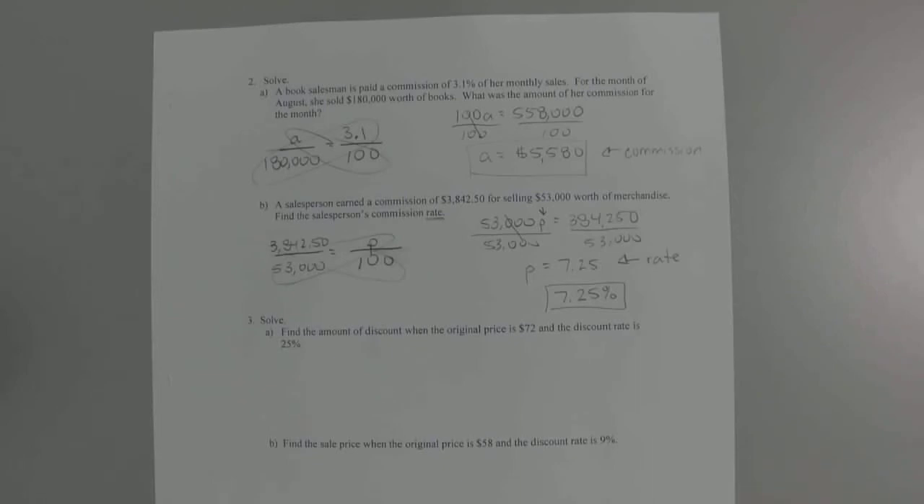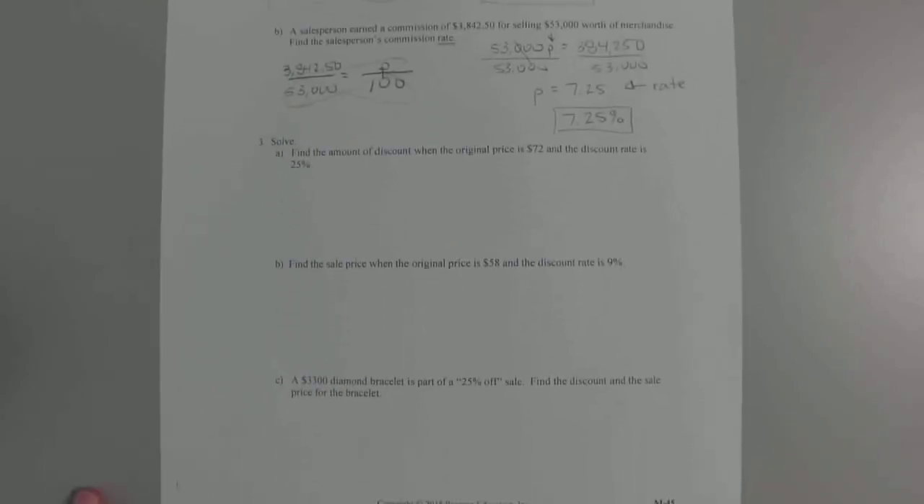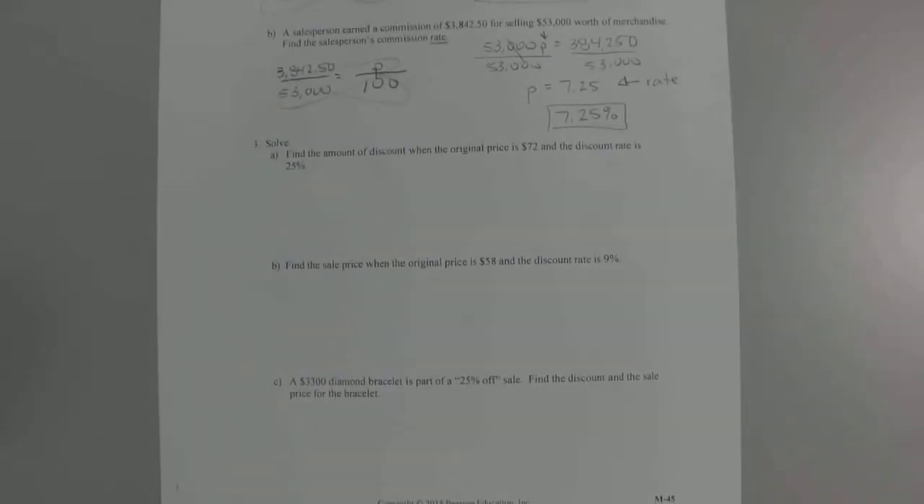Do you guys see how it's really kind of repetitive? It's 3 different scenarios, but kind of the same idea, okay? The big amount goes on the bottom, the smaller chunk, commission, tax, discount goes on top, and the rate is your P. All right, so the third scenario is just discount, okay?